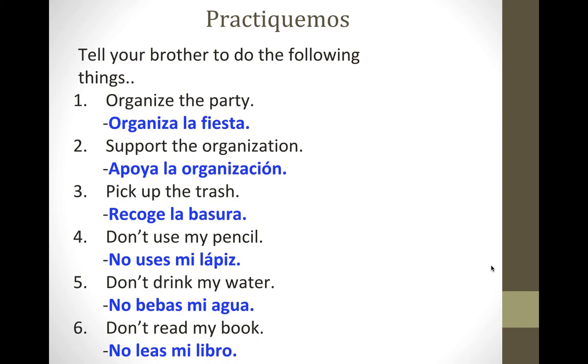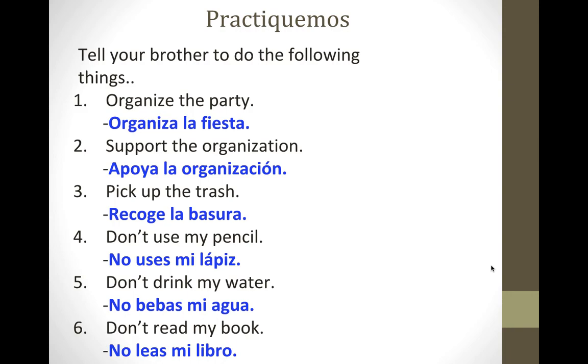Now, 4, 5, and 6 are negative. So remember you have to go to the yo form, drop the o, and add the opposite ending. So you get here for don't use my pencil, no uses mi lápiz. 5, don't drink my water, no bebas mi agua. And number 6, don't read my book, no leas mi libro.